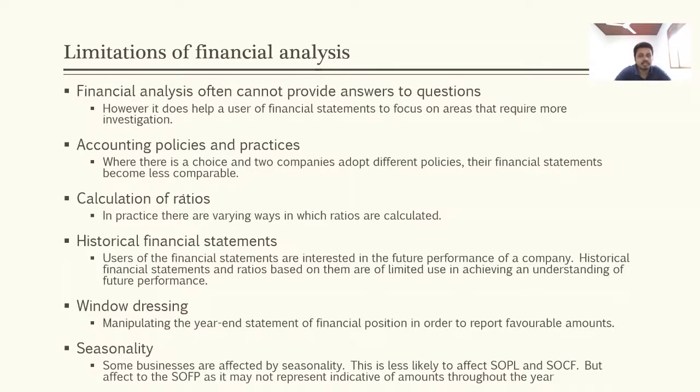Then the calculation of ratios itself. In practice, there are varying ways in which ratios are calculated. I will take just one example. Fixed asset ratio. Some people calculate it by deducting only the inventories from current assets. And in some books, in some notes, and in some practical calculations also, we come across cases where both inventories as well as prepayments are being reduced. So there are different ways to calculate the same ratio, and it depends on whether you can justify the reasons to apply such a practice, right?